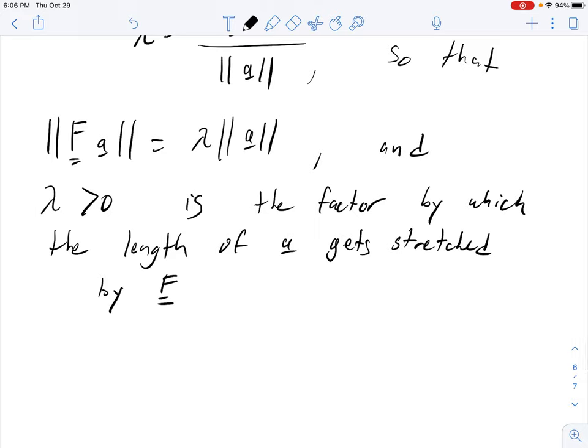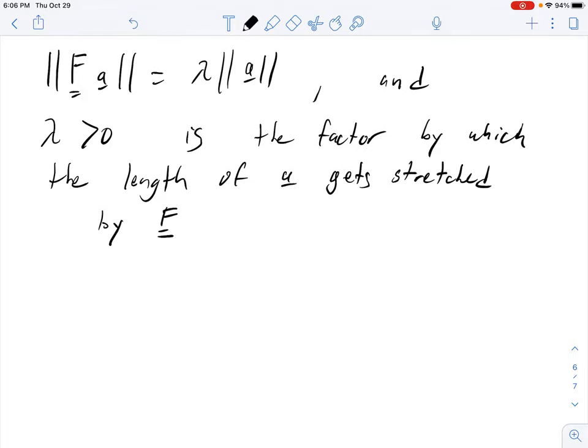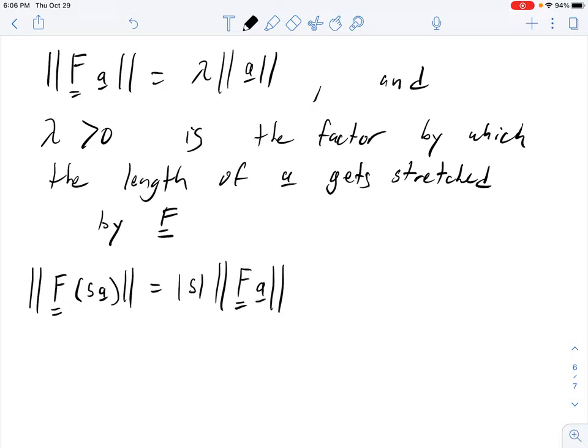Well, clearly any scalar multiple of A must be stretched by the same factor under F, since it's a tensor. So in other words, if S is a scalar, we have F acting on SA, with magnitude equal to the absolute value of S times the magnitude of FA, which is equal to the absolute value of S times lambda times the magnitude of A, which is equal to lambda times the magnitude of SA. So the stretch factor lambda is associated with a direction. All vectors in that direction, plus or minus that direction, are stretched by the same factor.